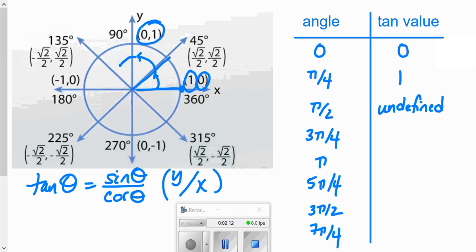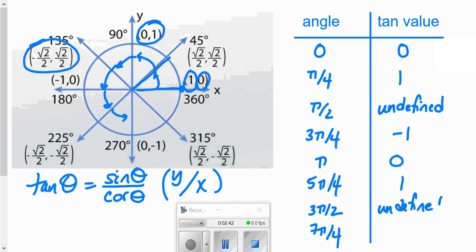So then I would keep walking around here and divide these, and similar to what happened at the pi over 4 or 45-degree angle, this is two numbers that are nearly identical, but one of them is negative. So this would be -1. And then here again, I would have 0. And then here I would have +1 actually, because a negative divided by a negative is positive. And then here I'm going to have that issue again with dividing by 0. And back to here, I would have -1, and then I'd be back to the start at 0.